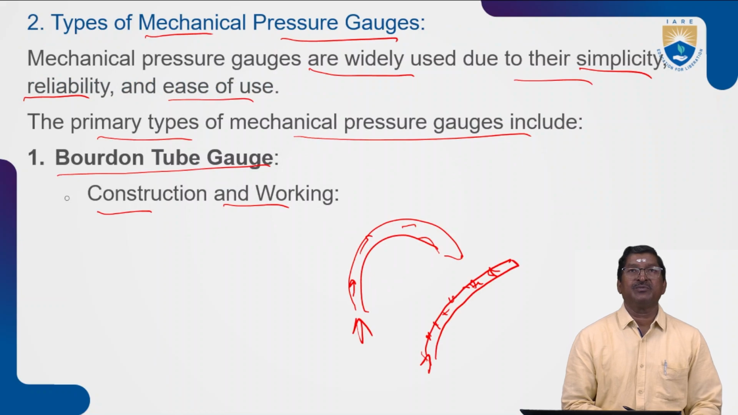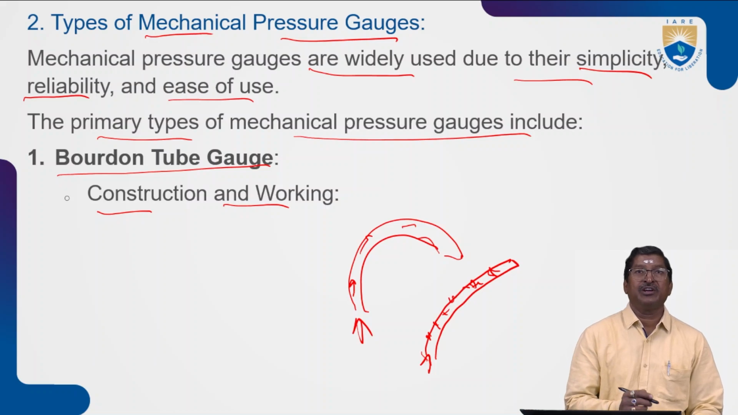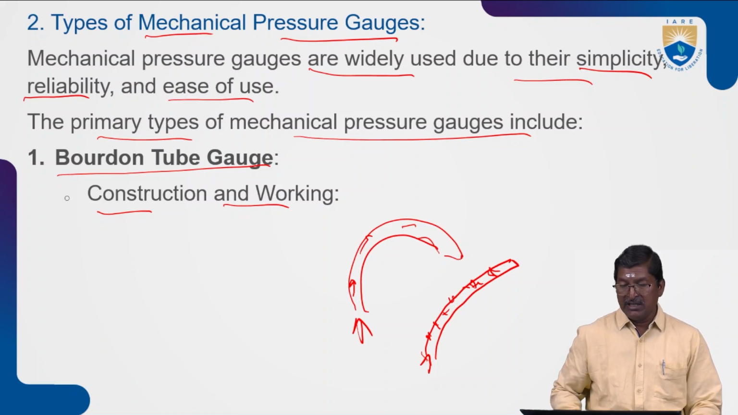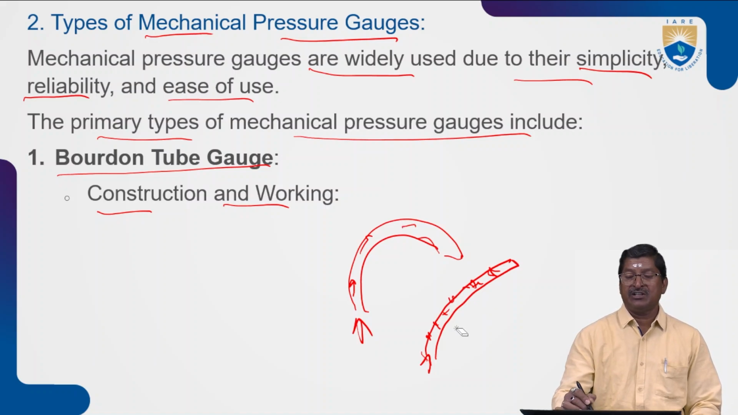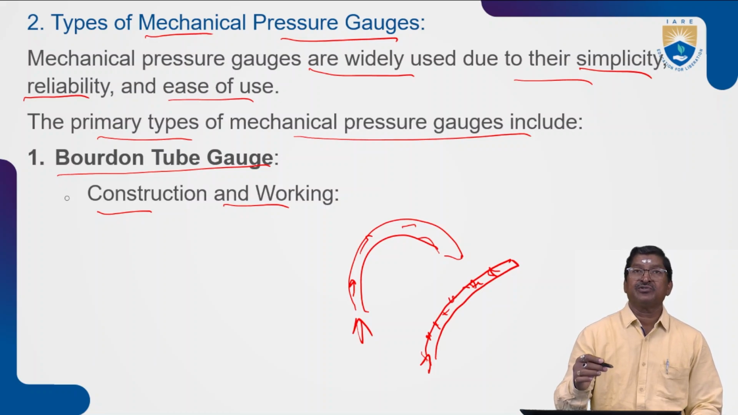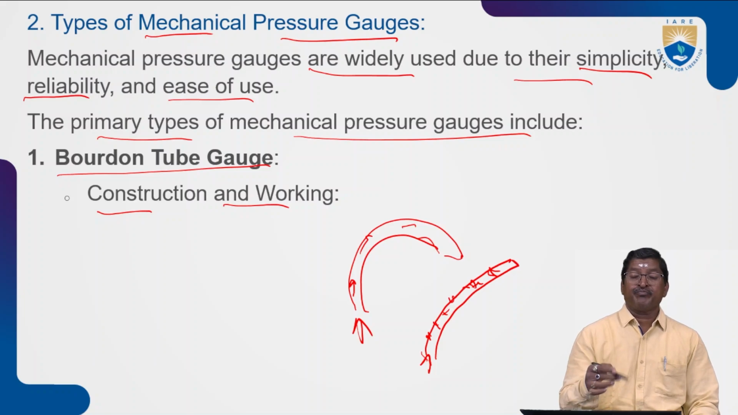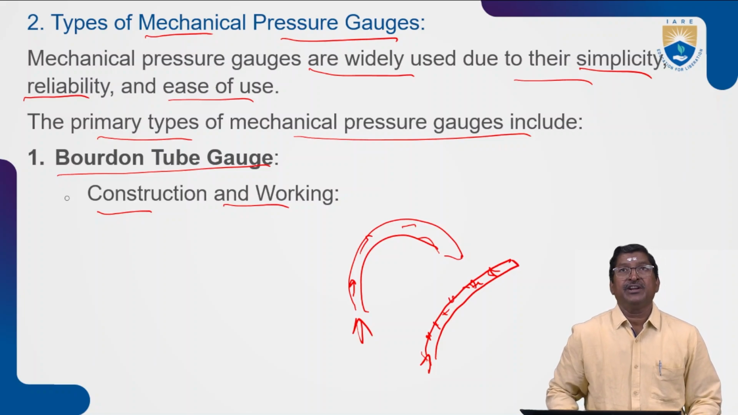So if you see the different types of pressure gauges, number one, the primary type of mechanical gauge is the Bourdon type pressure gauge. Here there is a C-shaped hollow tube, and whenever the pressure rises, it leads to straightening of the tube, which is attached to a pointer, so that you can measure the pressure inside the particular fluid.